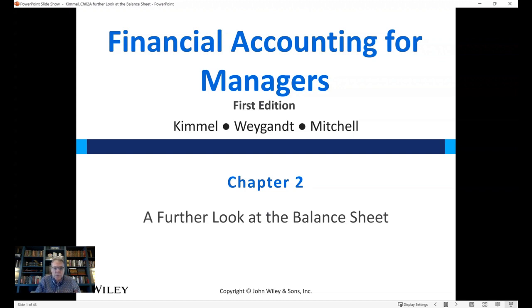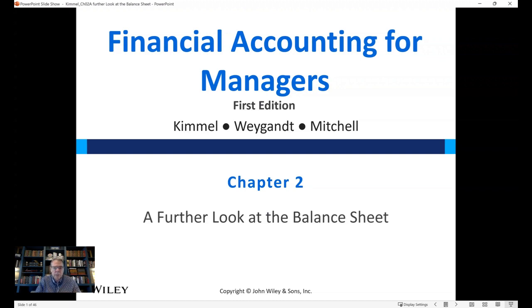Chapter 1 was sort of an overview. We're trying to do this without a lot of journal entries, although we will have an exercise or a project due that has some journal entries. But we're going to look at the balance sheet, as you can see here, a further look at the balance sheet. A balance sheet is one of the four primary statements that we as accountants will produce.